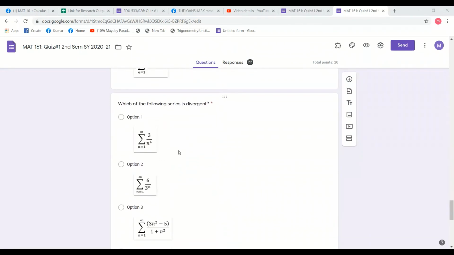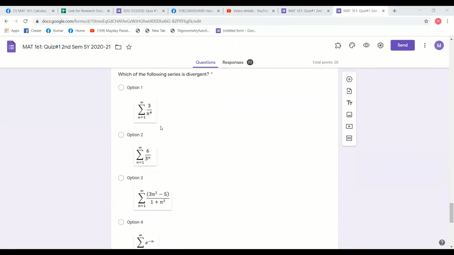Which of the following series is divergent? Option 1 is convergent. Number 2 is convergent also. Number 2 is a geometric series, and the common ratio here is 1/3. So therefore, this is also convergent.